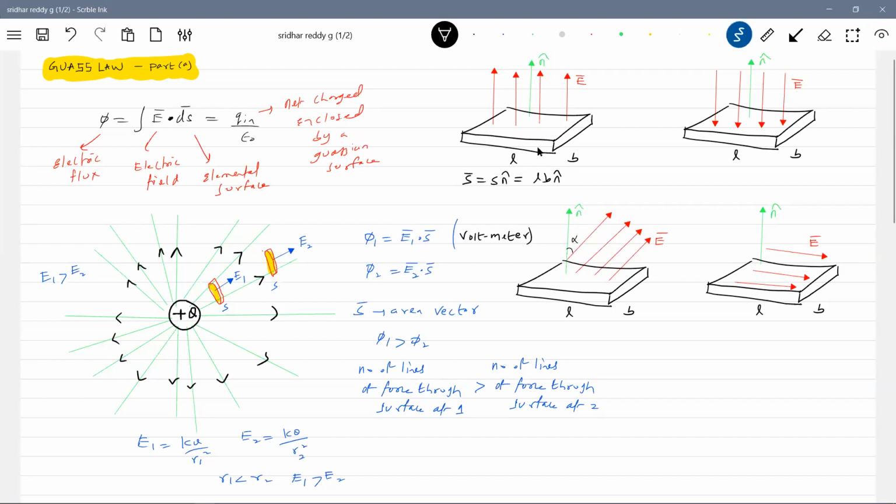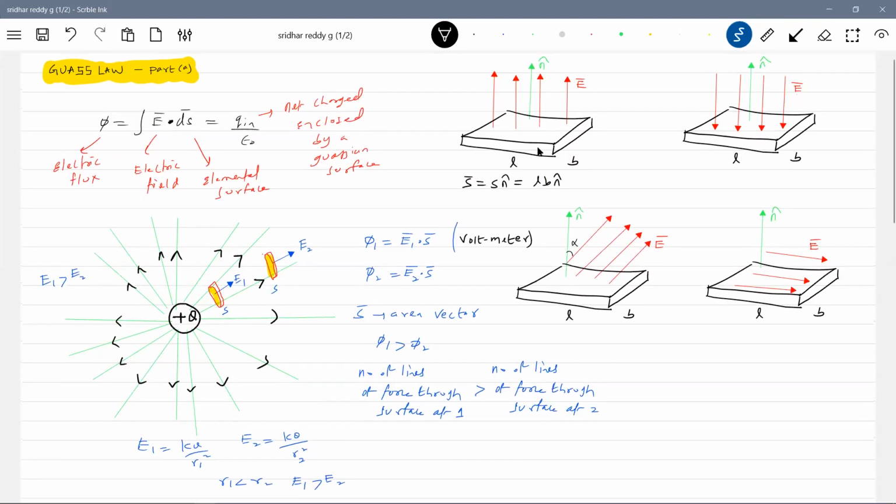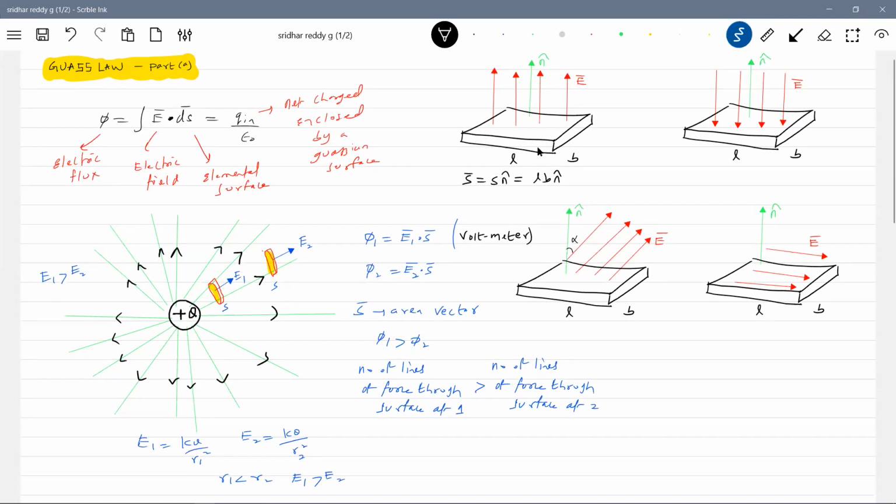So let me take the dot product. So the flux is equal to E bar dot S bar. So what is E S cos 0 degrees, angle between them, E into LB. So I say flux is positive. What does it mean? The electric field vector is in the direction of n cap. That's the meaning of that one.